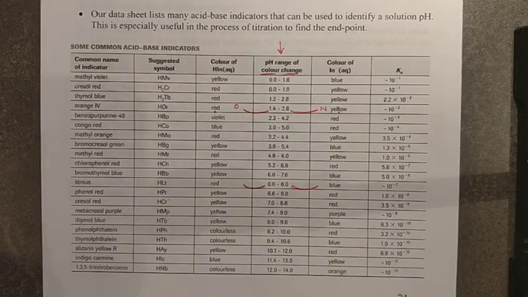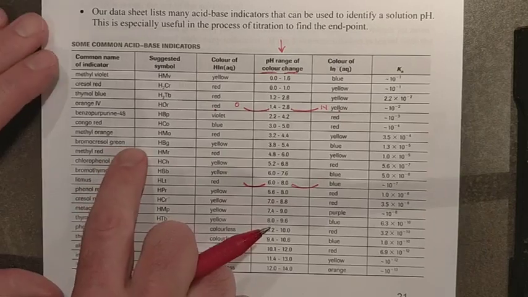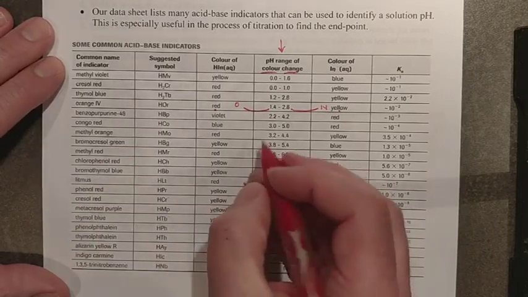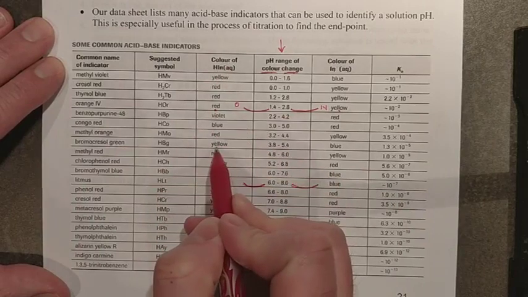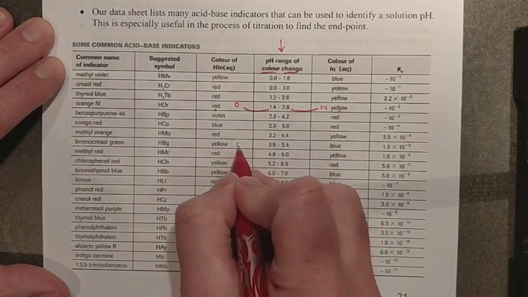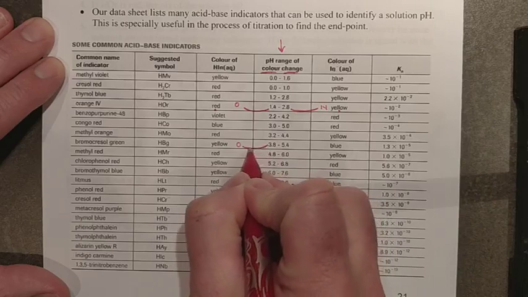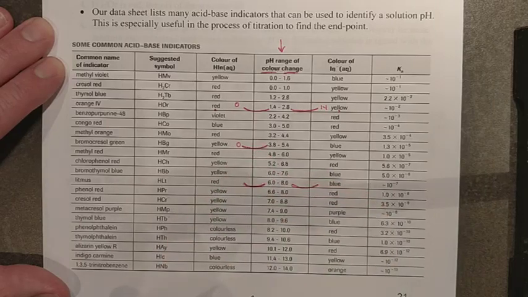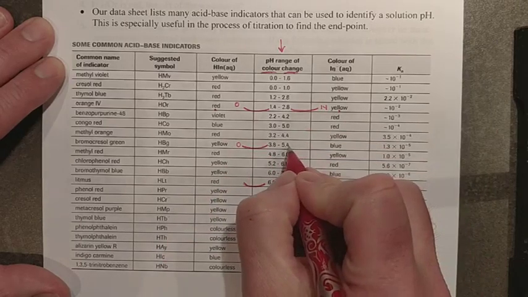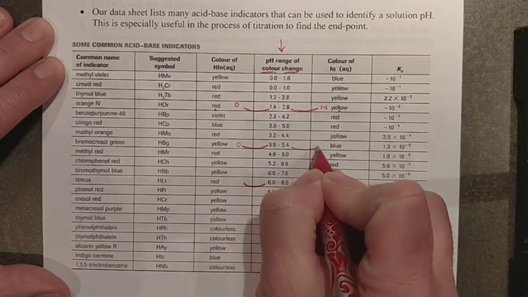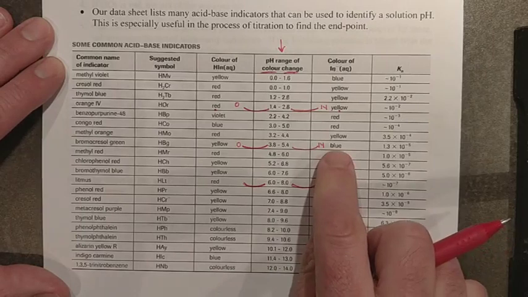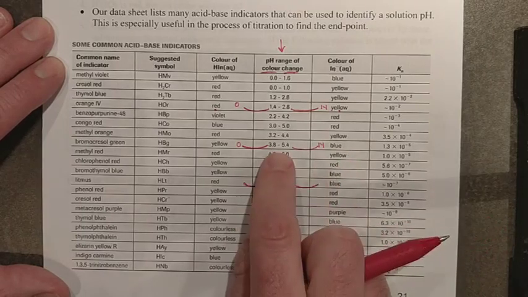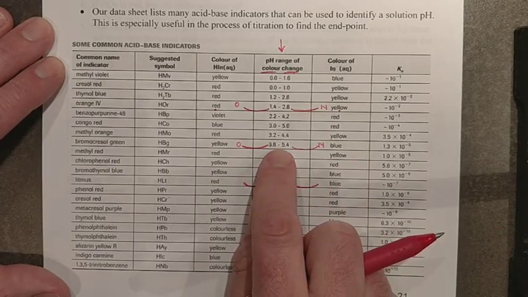Okay, we'll look at one more here. Let's take a look at bromocresol green. In its acidified form, it is yellow. HIn is the acidified form, and therefore it will be yellow in anything from 0 to 3.8. If I am above 5.4 and all the way to 14, the maximum end of our accepted pH scale, it will be blue. Well, what happens if you test a sample that is between 3.8 and 5.4?